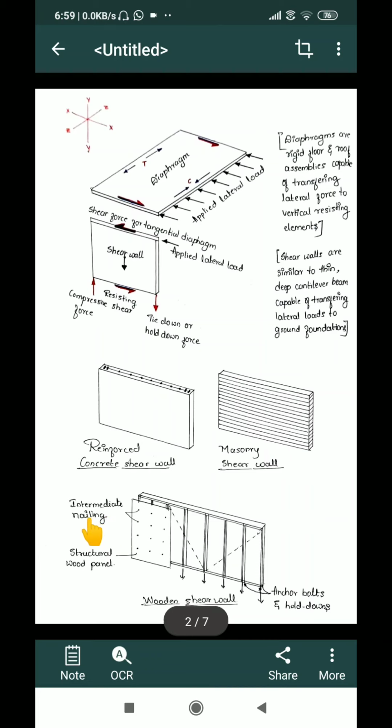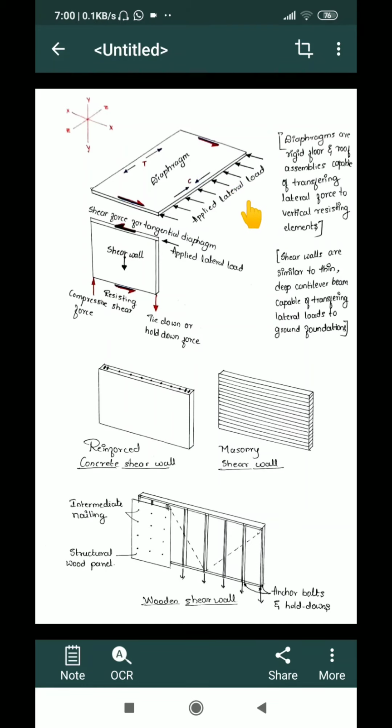So for understanding this, I'll be explaining the concept of shear wall with this diagram. Here we have a shear wall, which is a vertical wall, and we have a floor or a slab, which we refer to as a diaphragm. Diaphragms are rigid floor or slab assemblies capable of transferring lateral forces to a vertical resisting element. So whenever a lateral load is applied on a building, say suppose this is a building, then a lateral load is applied in this direction.